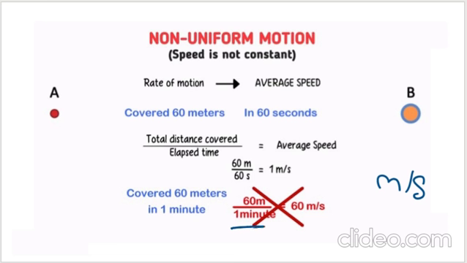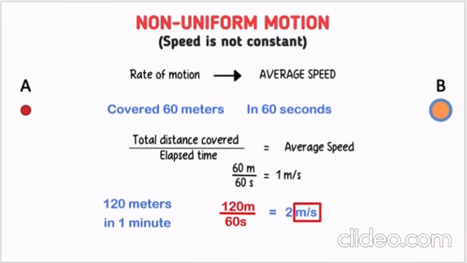So I can't use minutes over here, I can use only seconds. I have to convert that 1 minute into seconds. So what can I write? 120 meters in 1 minute means 120 divided by 60, I will do, not 1. So that will give me 2 meters per second.